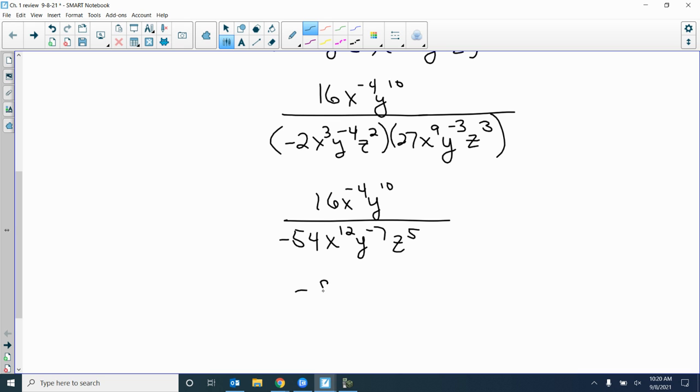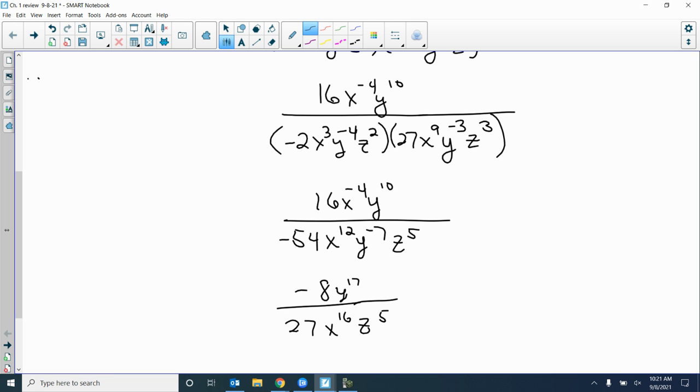And so I'm going to make it negative 8 over 27. And then negative 4 minus 12 is negative 16. That'll go down below. 10 minus negative 7, y to the 17th, z to the 5th. So there it is. All right, so there's a lot going on in that problem. Probably you got basically every exponent rule we can come across in one problem.